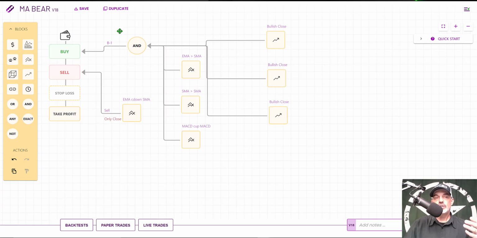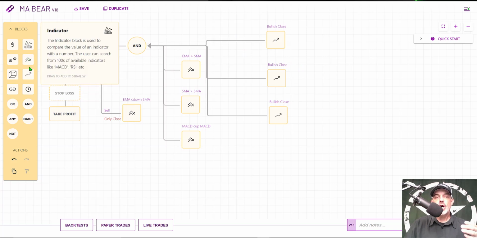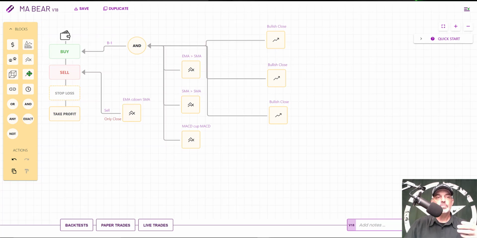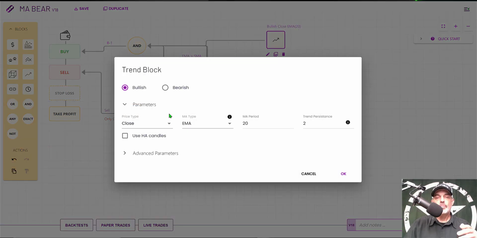The first thing you do need to do is actually name your strategy, and in this case I named this strategy MA Bear. The MA stands for moving averages, as the heart of this strategy revolves around moving averages. After you've named your strategy, then you would start to drag and drop over your blocks. In this case, I have 3 of the trend blocks, which is this block here, already dragged and dropped into place. Now I can click on each trend block and it will pull up the configuration of the actual block.